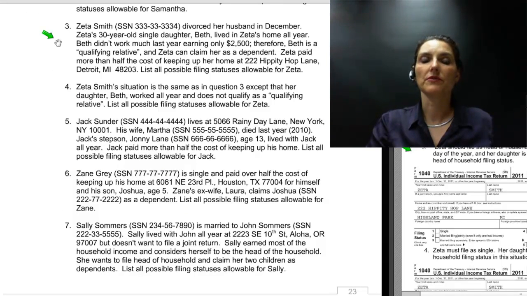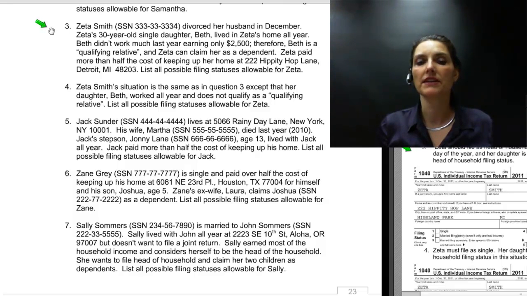And here we are with a review of the Classwork 1 answer key for Session 2. And here we are beginning with question number 3. Zetta Smith divorced her husband in December. Zetta's 30-year-old single daughter, Beth, lived in Zetta's home all year. Beth didn't work much last year and earned only $2,500. Therefore, Beth is a qualifying relative, and Zetta can claim her as a dependent.